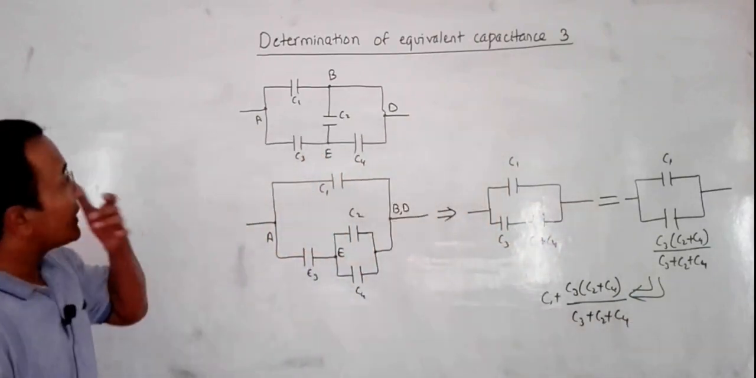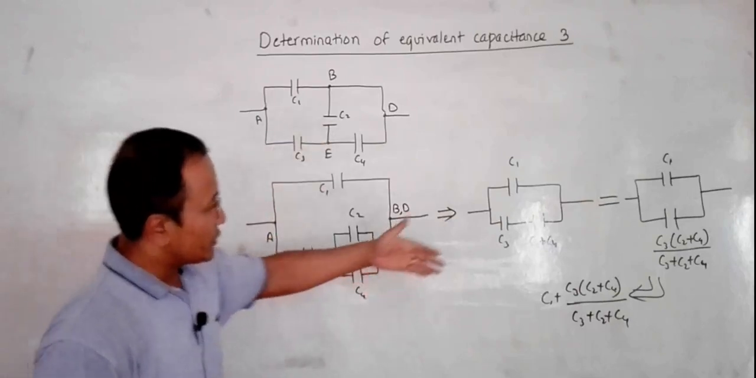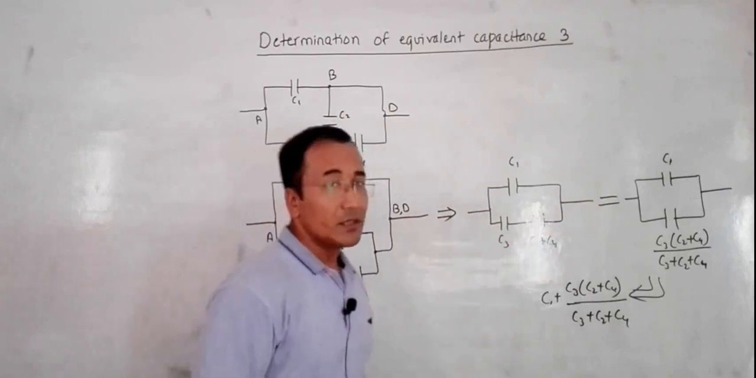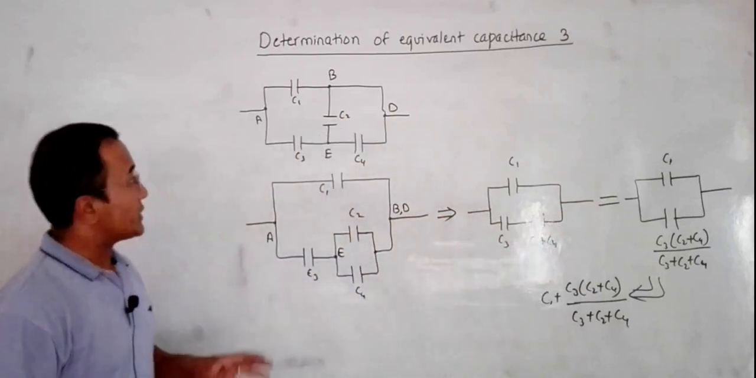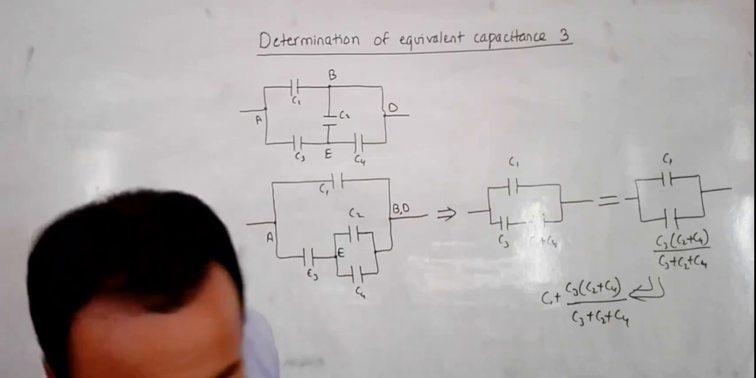Now if we have all the capacitor values, we can use the values here and find the equivalent capacitance. So this is a case of a complex circuit like this.